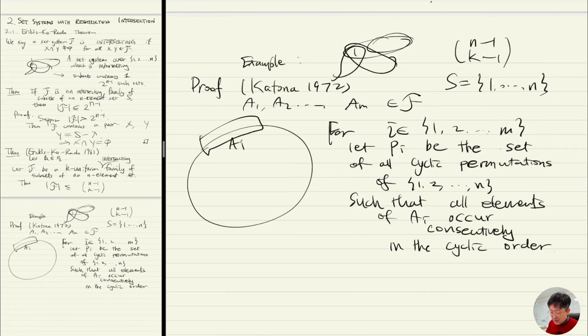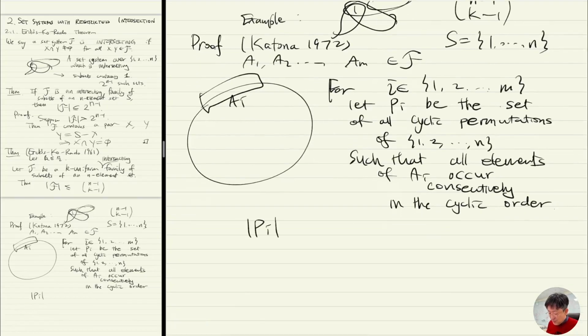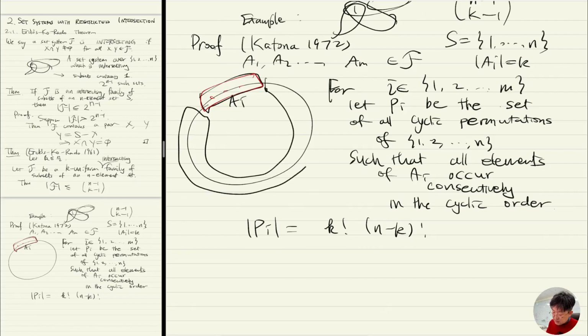So for instance, Ai is here. So how many such permutations do we have? Well, the size of Ai is k, so I first need k factorial ways of putting the elements of Ai over here, and there are n minus k factorial ways of putting the outsiders, right? So this is the size of Pi. Wait, what about the rotations? Well, it doesn't matter, right? Because when you rotate, it's the same permutation, so I'm not counting that.